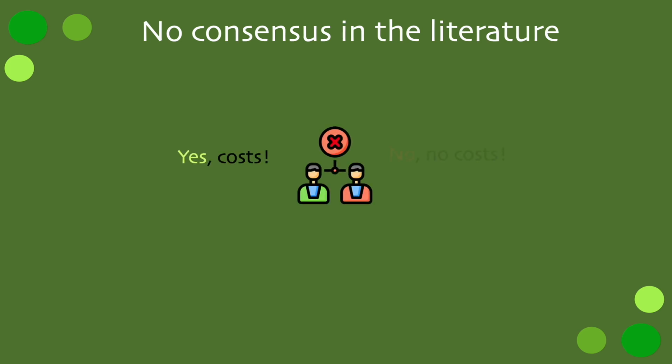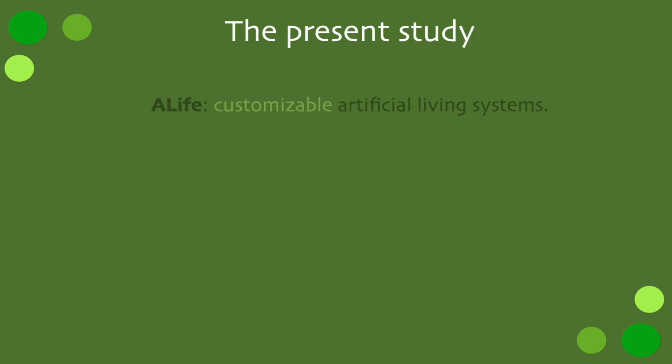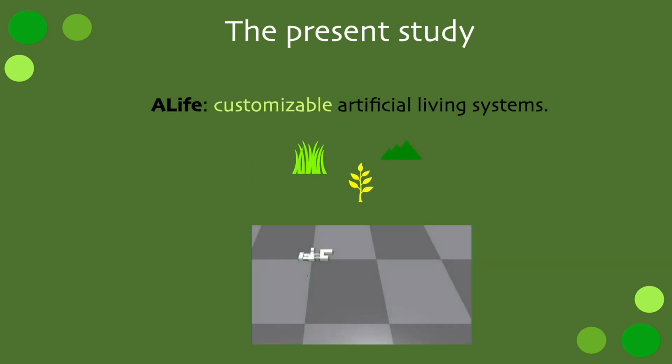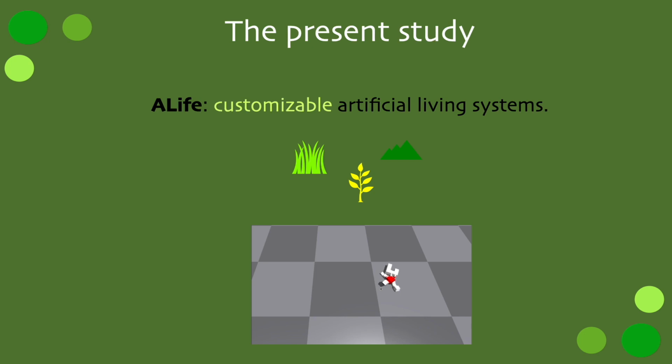Some studies report strong evidence for costs, but others observe no costs. Among several challenges in this kind of investigation is the difficulty of isolating the effect of different types of costs. To tackle this challenge, we use artificial life, also called A-life. In A-life, artificial living systems can have their properties customized. This could include properties of the environment, the innate mechanisms, and even basic needs like having to eat or not.